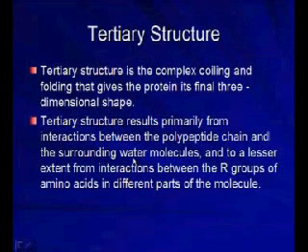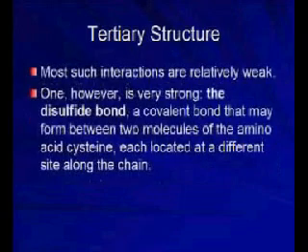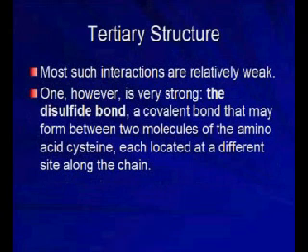Tertiary structure is a complex coiling and folding that gives the protein its final three-dimensional shape. Tertiary structures result primarily from interactions between polypeptide chains and the surrounding water molecules, and to a lesser extent from interactions between the R groups of amino acids in different parts of the molecule. In the tertiary structure, most such interactions are relatively weak. One, however, is very strong.